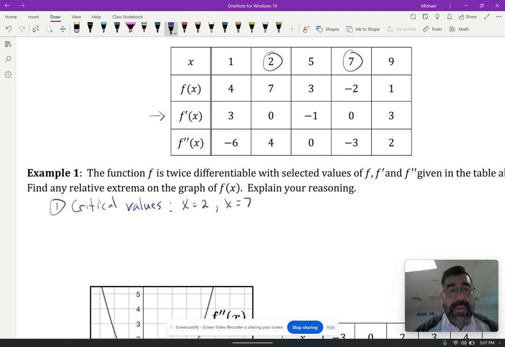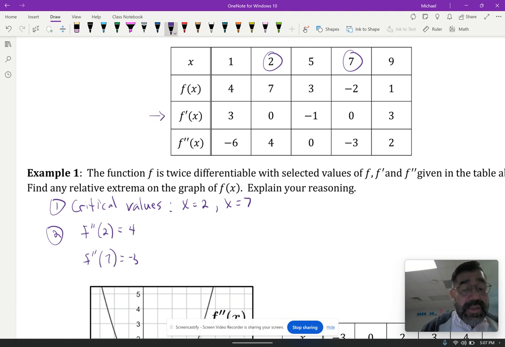Great. Now we're going to take those critical values and put them into the second derivative. So f double prime of 2. Well, f double prime of 2 is positive 4. And f double prime of 7. Well, f double prime of 7 is negative 3. So what does this tell us about the behavior of the graph?